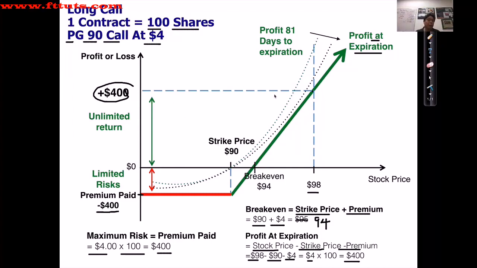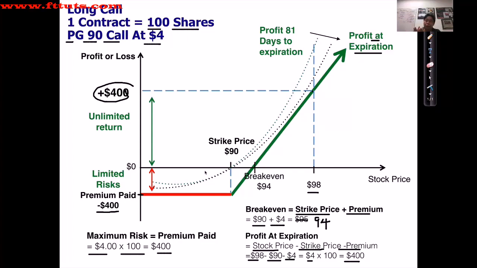So some of you may be thinking, wait, so Adam, you're saying that I'm risking $400 to potentially make $400. That's one-to-one. That's not really exciting, right? Well, there are a few things you have to understand. Number one, like I mentioned, we hardly ever hold it to expiration. In fact, one of my rules is I always sell the option, I exit the option whenever there's 30 days left to expiration.